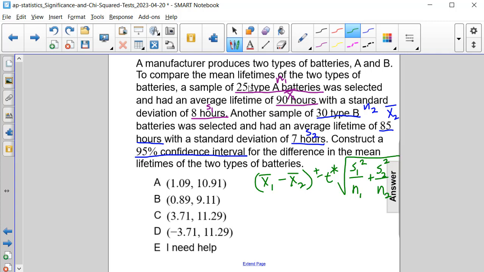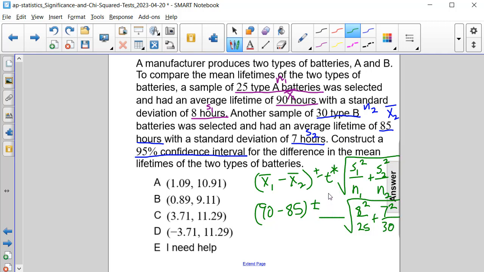Okay, now so far we have just about all of these values, and we'll fill them in. We know that X sub 1 is 90, X sub 2 is 85, plus or minus, we don't know t star yet, so I'm just going to draw a blank space. And I have the square root, S sub 1 is 8 squared over our N sub 1 value of 25, plus S sub 2, which is 7 squared over our N sub 2, which is 30.